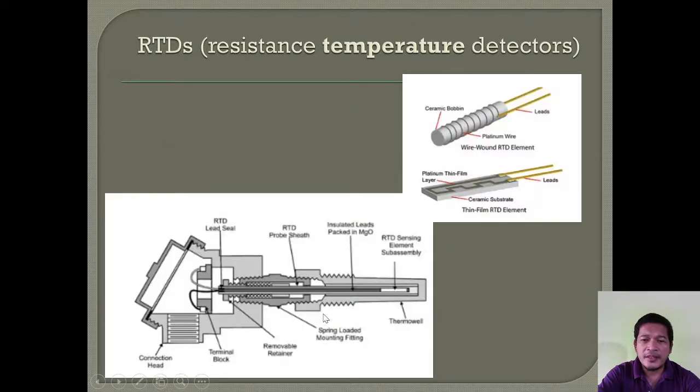Here is an example. We have here the platinum wire wound on the element, a ceramic bobbin. This is a ceramic bobbin, and we have the leads.